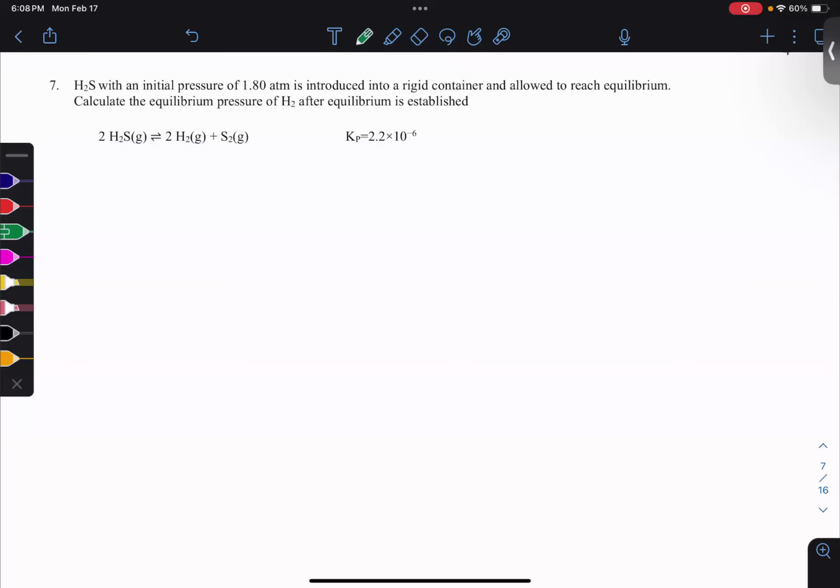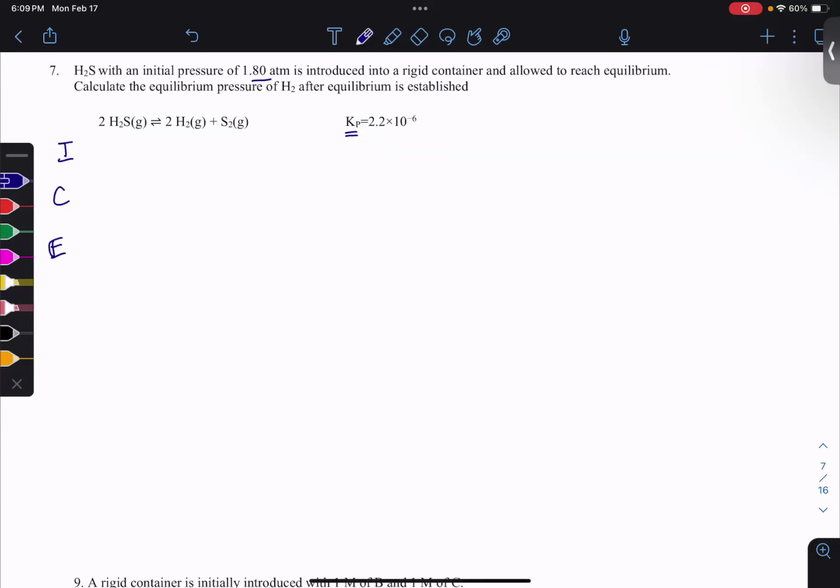Okay, H2S with an initial pressure of blah is introduced to a container and allowed to reach equilibrium. Calculate the equilibrium pressure of H2 after equilibrium is established, and I give you a Kp. Okay, does this require an ice table? Yes, because I tell you initial concentrations. Since I give you Kp, it makes most sense to work in what unit in this table? In pressures. And I give you pressures. So that 1.8 atm goes straight in there, right? So I put 1.8 atm of the reactant in there, and then it's assumed we have no products, nothing else.